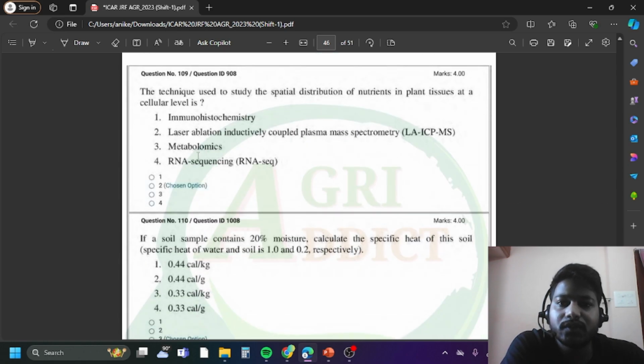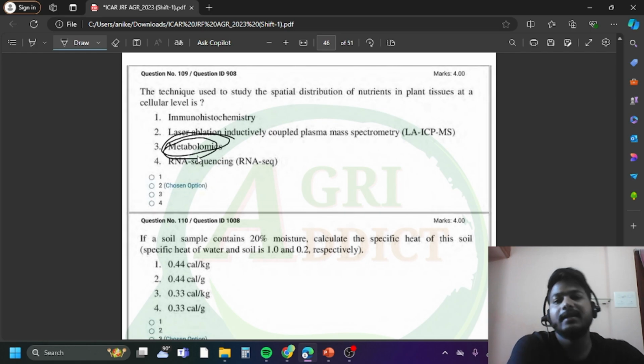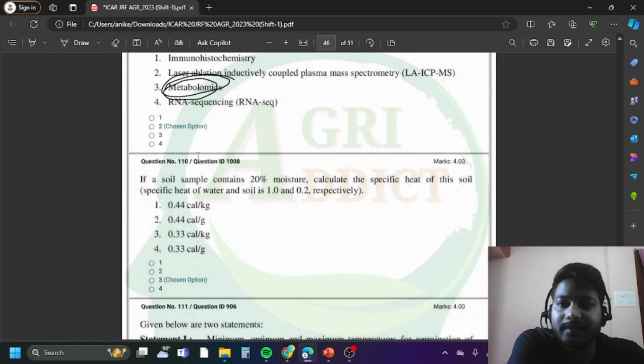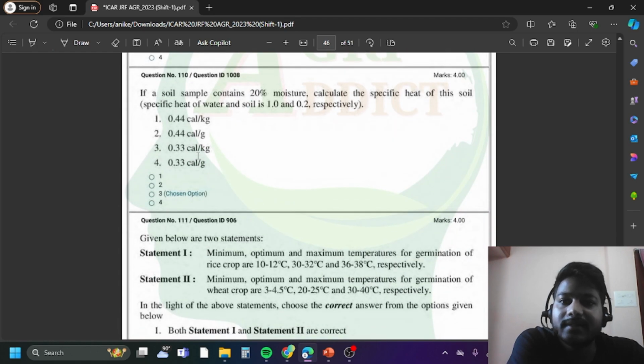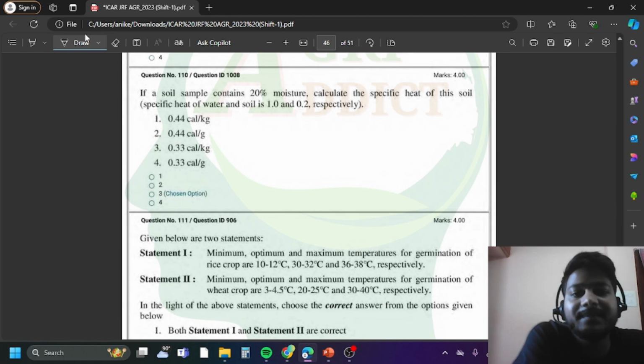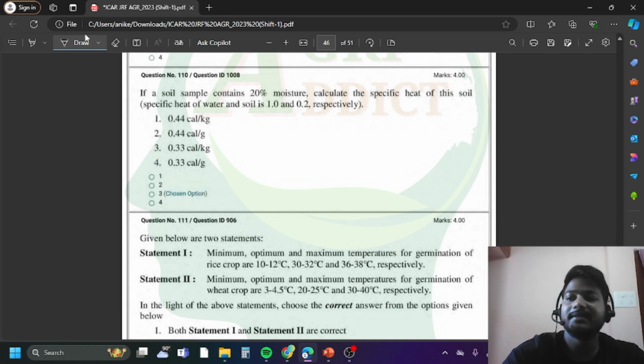The technique used to study the spatial distribution of nutrient in plant tissue at a cellular level is metallomics. This is a technology we are using where we can study the spatial distribution of nutrient, okay, in the plant tissues. Okay, metallomics. If a soil sample contains 20% moisture, calculate the specific heat of this soil. Okay, this is an important question and a very difficult question, you can see. Okay, and also very easy.